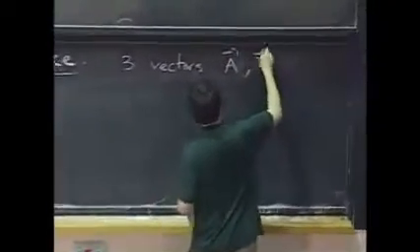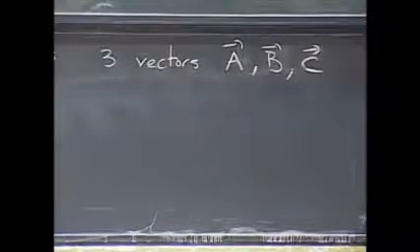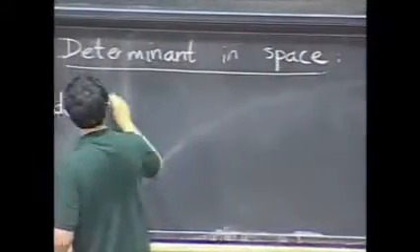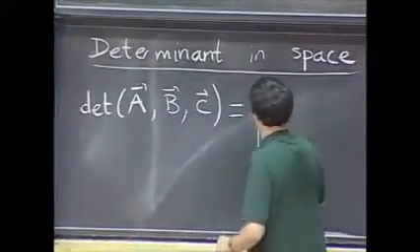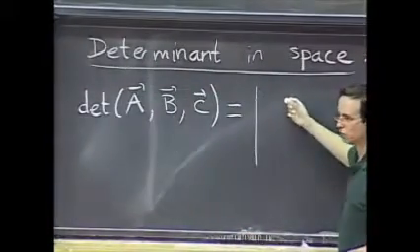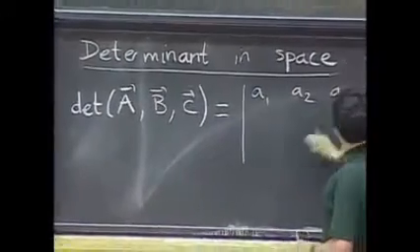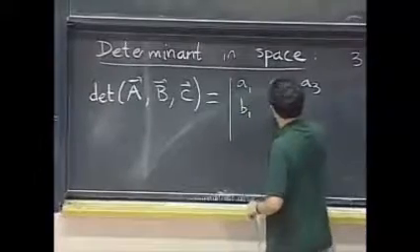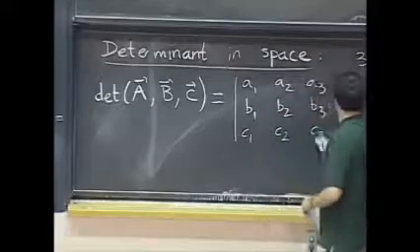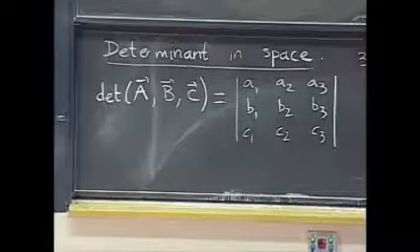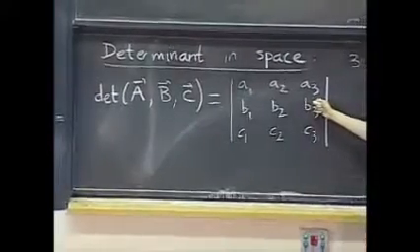So let's say that we have three vectors, A, B, and C. And then the definition of their determinant is going to be, so the notation for that in terms of the components is the same as over there. We put the components of A, the components of B, and the components of C inside vertical bars. Okay? And of course, I have to give a meaning to this. So this will be a number. And what is that number?